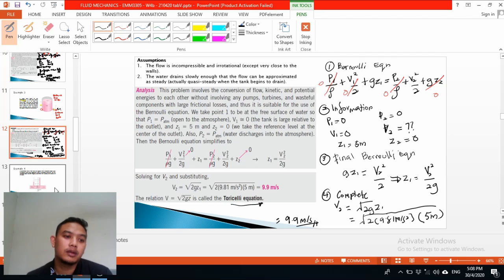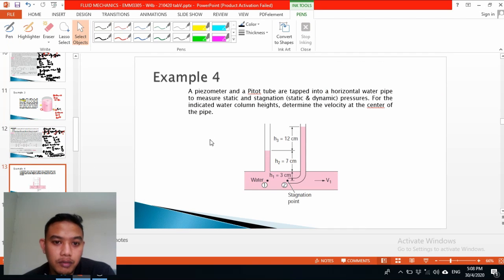Okay, next we go for example 4. This example is about a piezometer and a pitot tube tapped into a horizontal water pipe to measure the static and stagnation pressure for the indicated water column heights. Determine the velocity at the center of the pipe. So the question asks us to find V1.